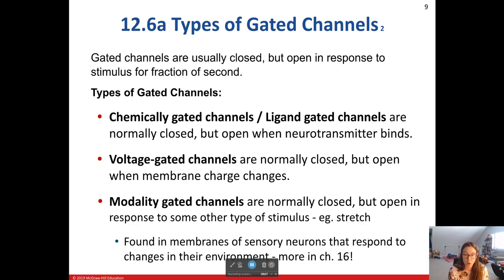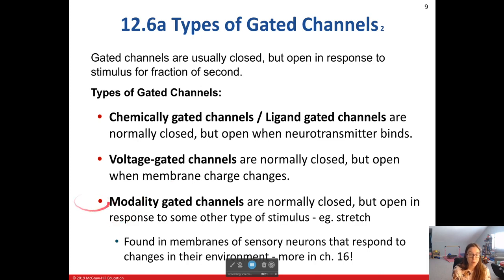Voltage gated channels are normally closed, but they open when the membrane changes charge. We'll talk a little bit about the membrane and how it usually has a charge. There's a charge difference between the inside of the cell and the outside of the cell. And when that charge difference changes, when the voltage changes, then that can trigger the opening of the voltage gated channels. Once again, they open for a short amount of time and then close again.